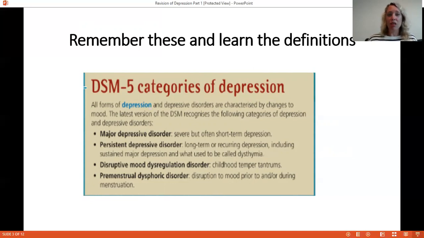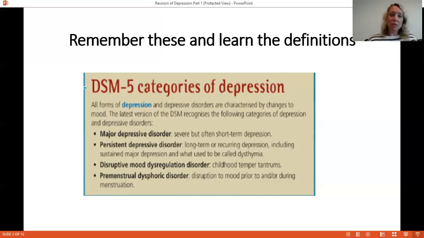Then we've got something called disruptive mood dysregulation disorder. Lots of D's there. And again, the key word perhaps is dysregulation. So if you cannot regulate something, you are dysregulated. Think about dysfunctional, that sort of thing. And so not being able to regulate your mood, your temper, perhaps what might remind you of childhood temper tantrums, which is what disruptive mood dysregulation disorder refers to.